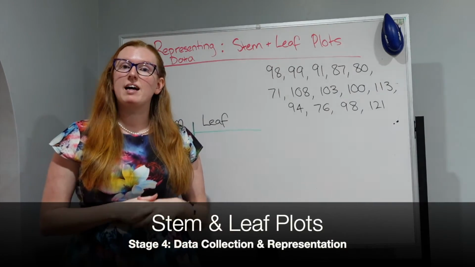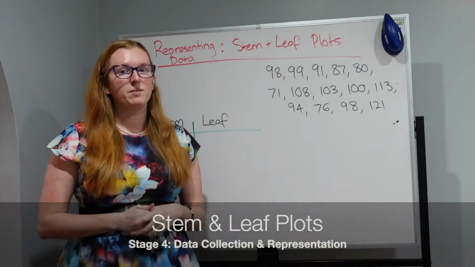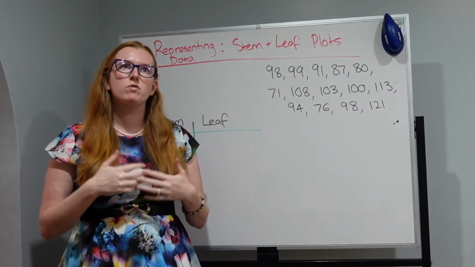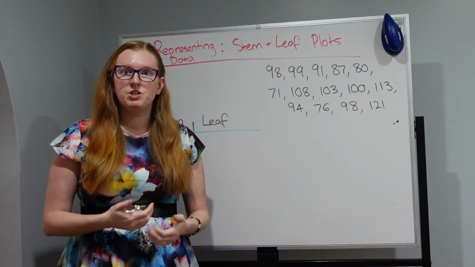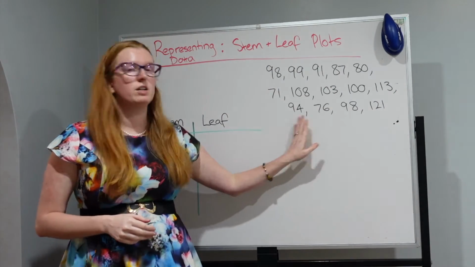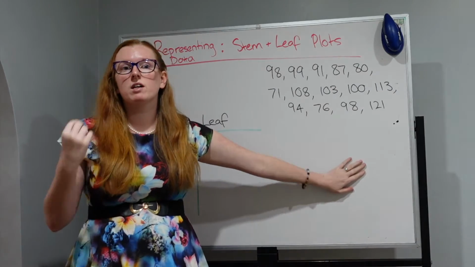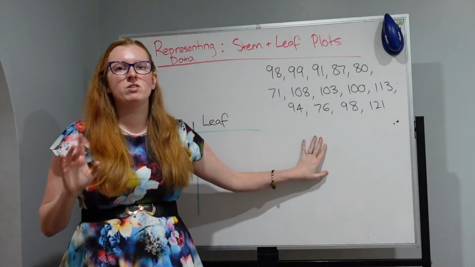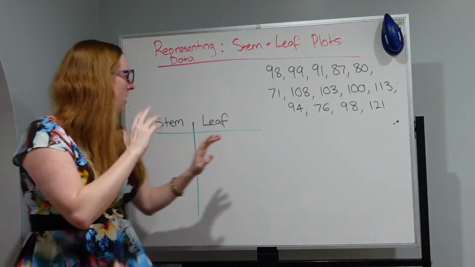All right, today we're going to look at another way of representing data. This is called a stem and leaf plot. Now, stem and leaf plots are good for multi-digit numbers. So if we've got 2-digit or 3-digit numbers, they're a good way of representing those. You don't tend to see them very much if you only have 1-digit numbers.